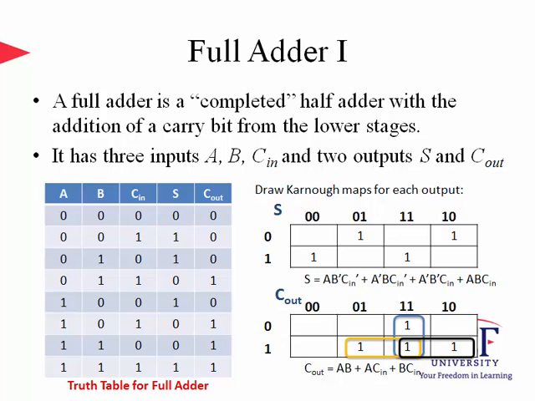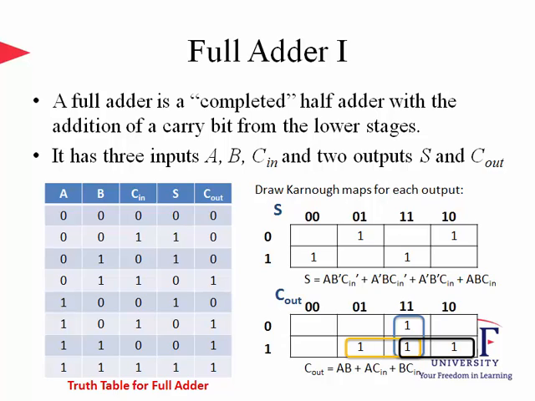The full adder, on the other hand, is like the completed half adder with the addition of a carry bit from the lower stages. Therefore, it has 3 inputs, A, B, and C in. And like the half adder, it has 2 outputs, S and C out. This way, the generated carry can be propagated to the next stage.